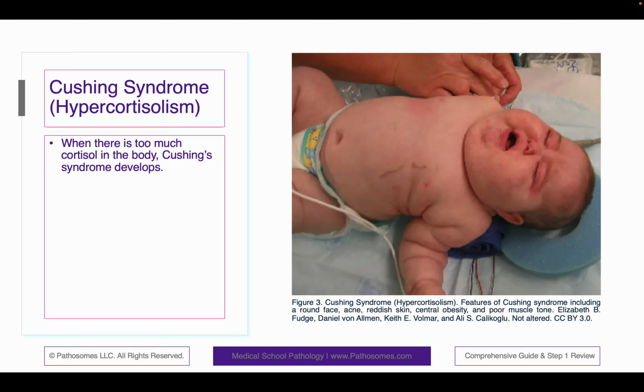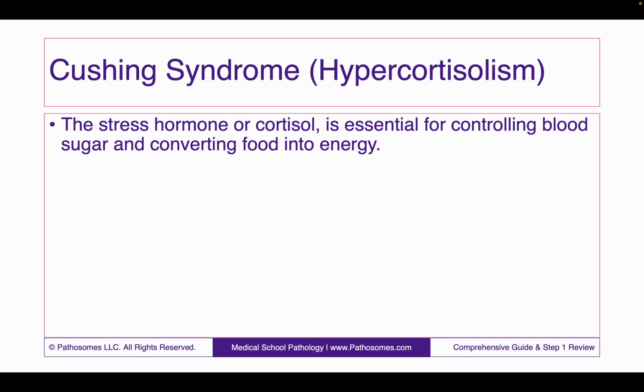Now here, we have a baby with Cushing syndrome. The features of Cushing syndrome include a round face, acne, reddish skin, central obesity, and poor muscle tone. When there is too much cortisol in the body, Cushing syndrome develops. The stress hormone, also known as cortisol, is essential for controlling blood sugar and converting food into energy.